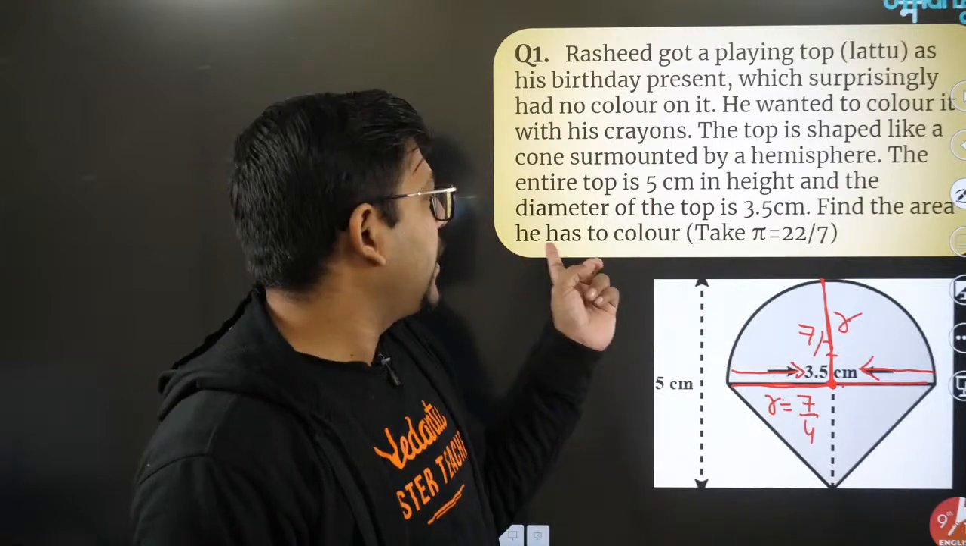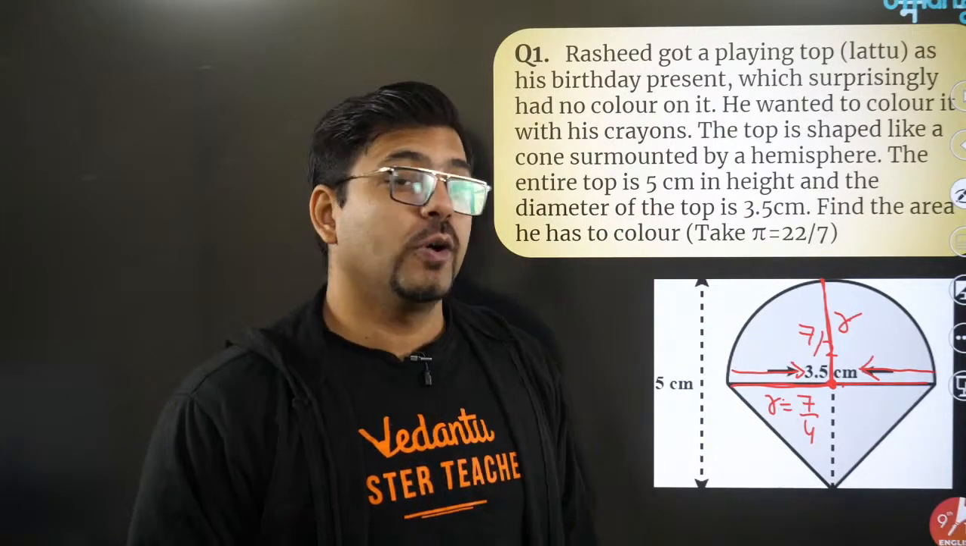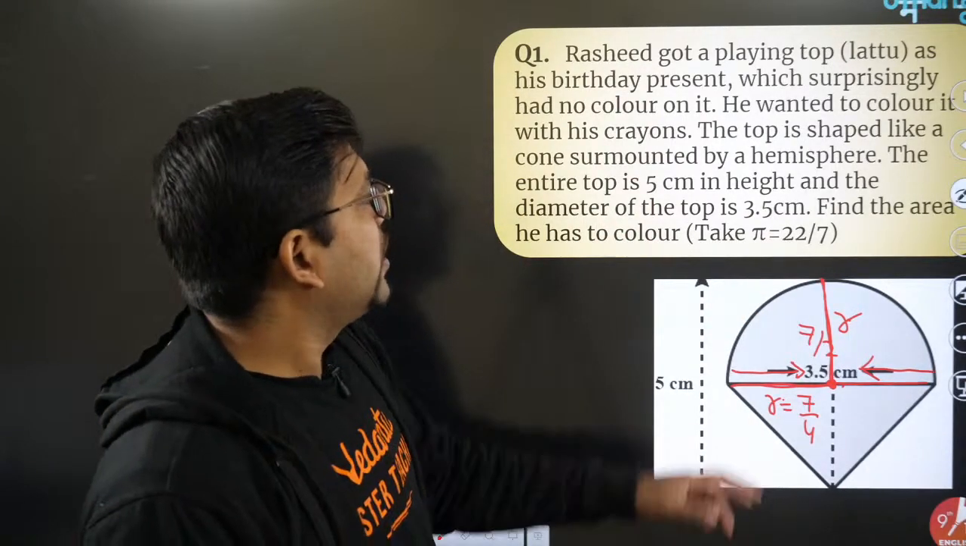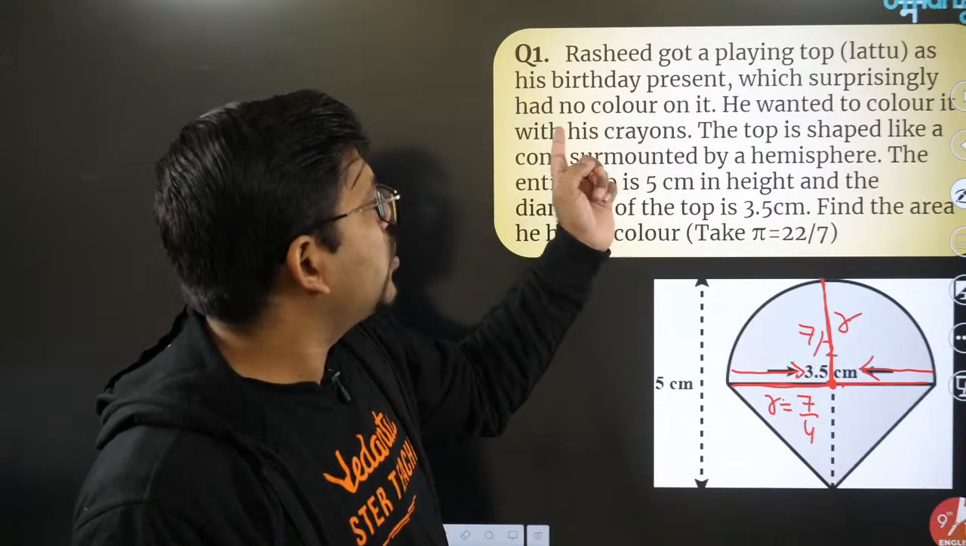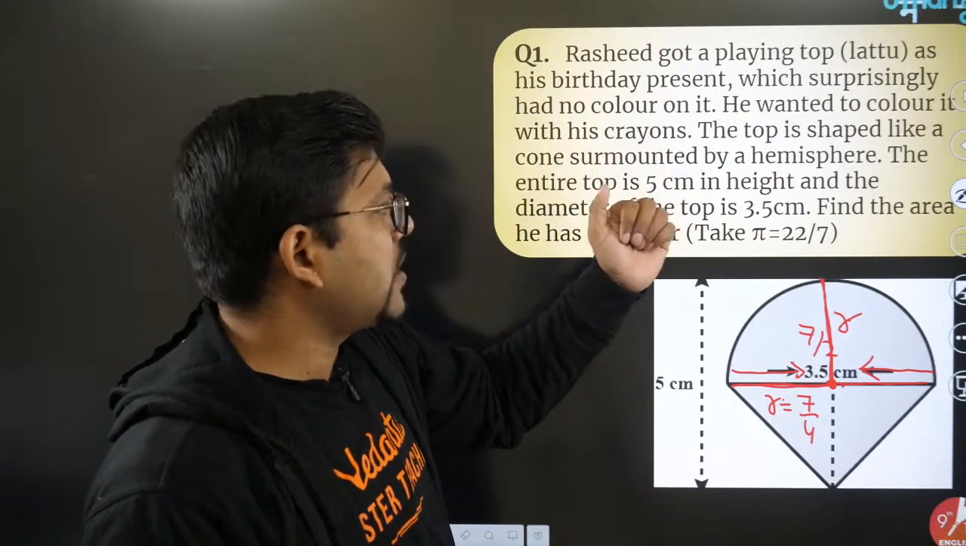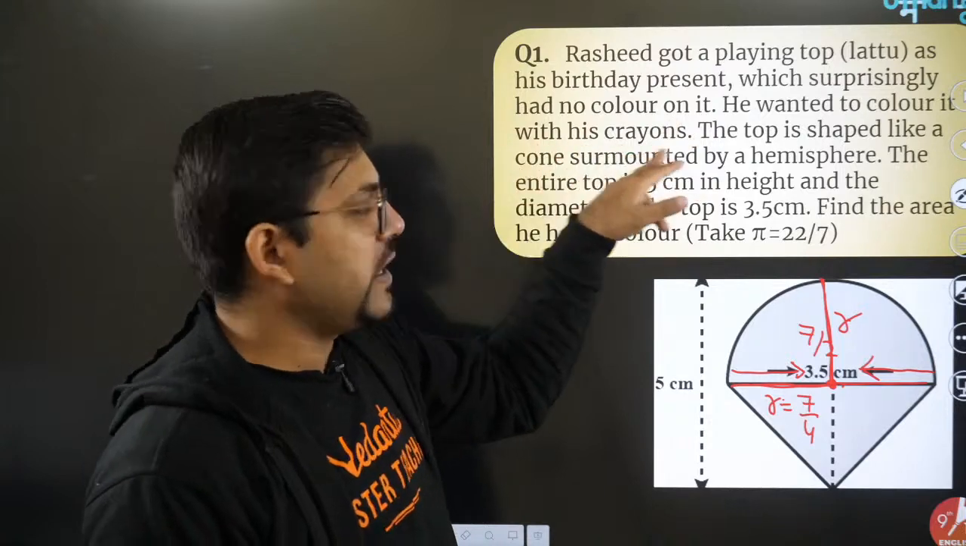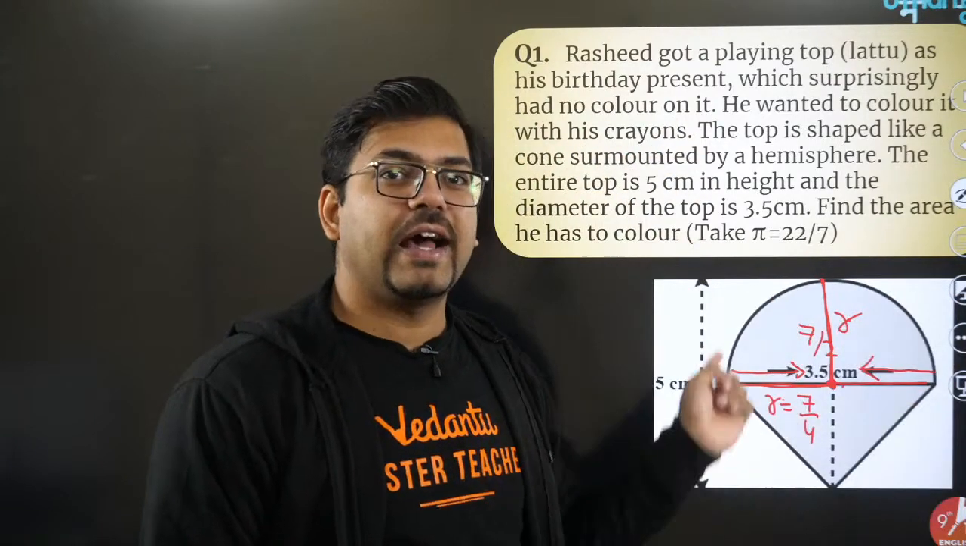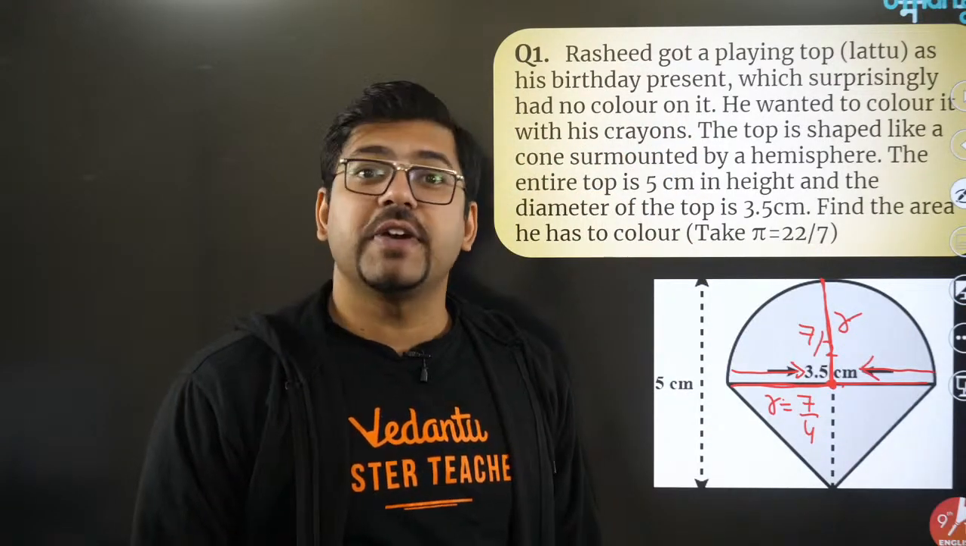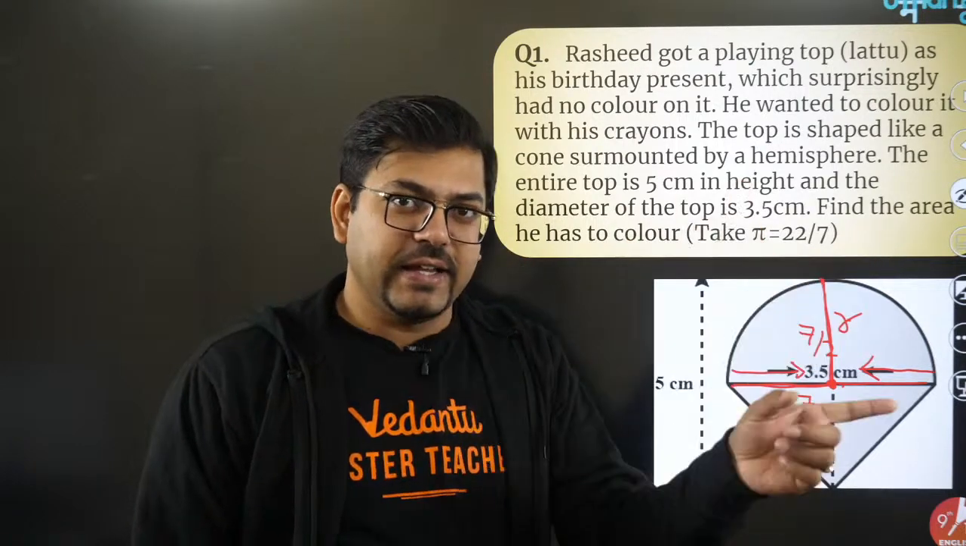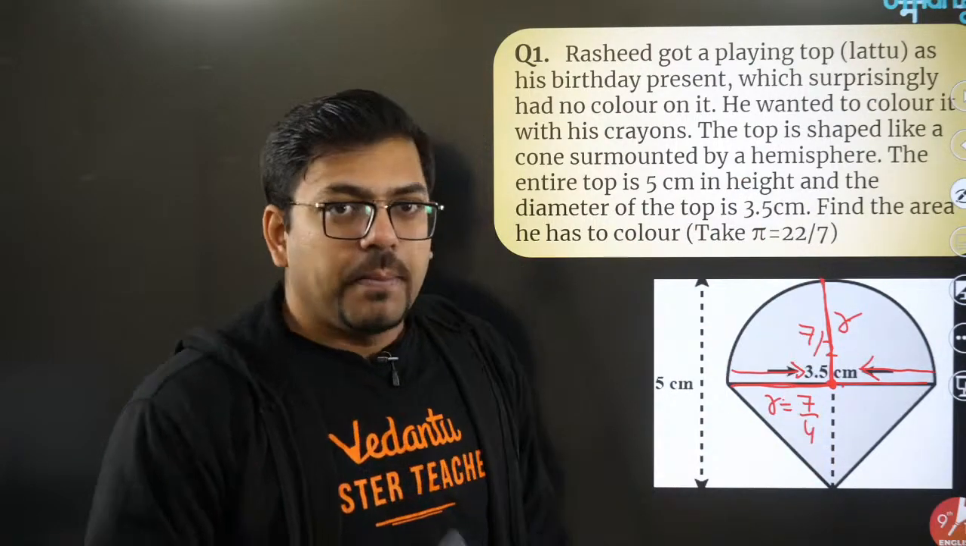We got it. Find the area he has to color. So Rashid wanted to color with his crayon. The top is shaped like a cone surmounted by a hemisphere, so he wanted to color it with his crayon. The entire solid he wants to color. This means we have to find the total surface area. So total surface area, please pay attention.